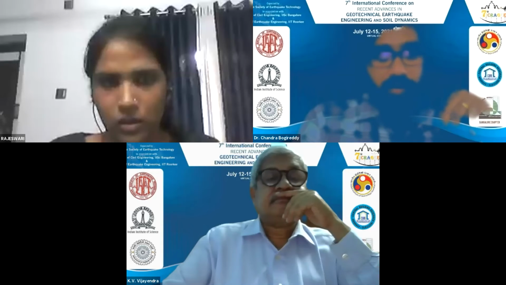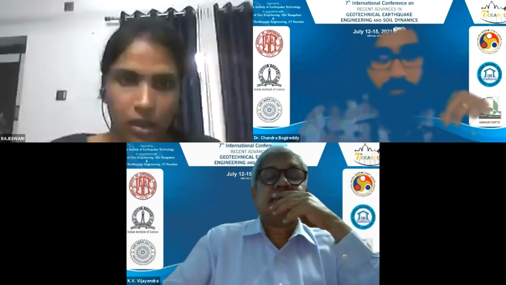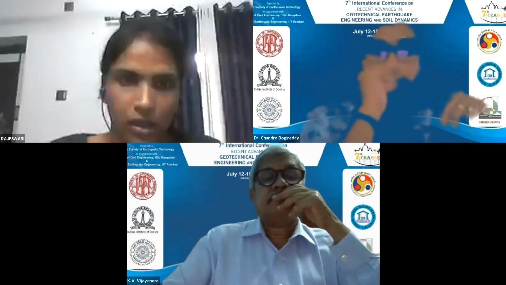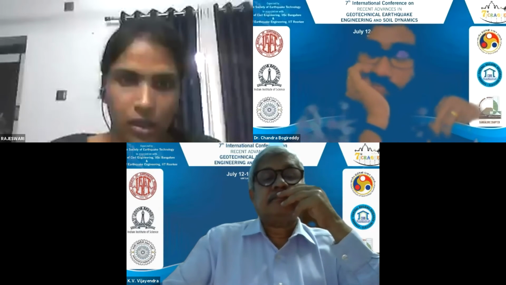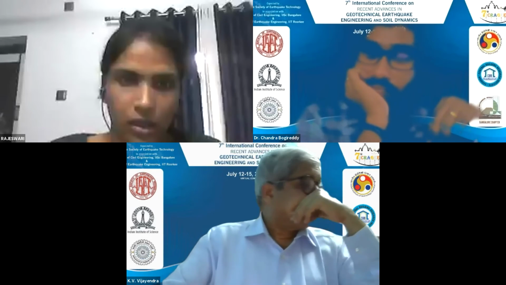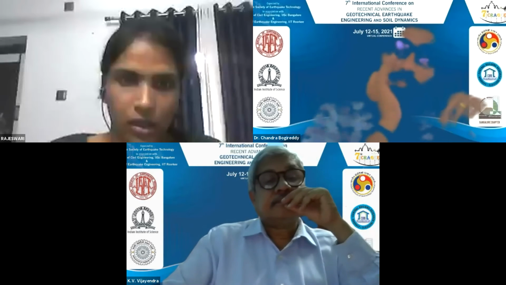Yes, sir. Actually, these plots are the main effect plots. It gives the mean response at the higher and the lower settings of each parameter. In my study, for each parameter, I have considered two levels, lower limit and the upper limit. So this graph gives the mean response at the lower limit and the upper limit of each parameter.